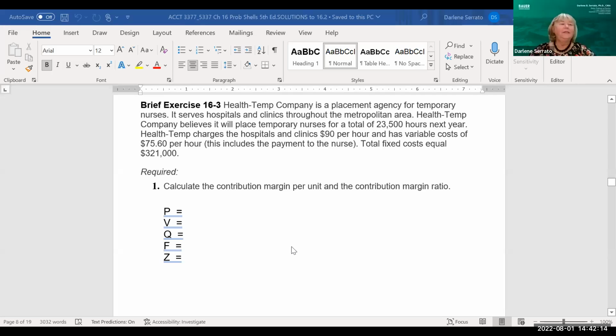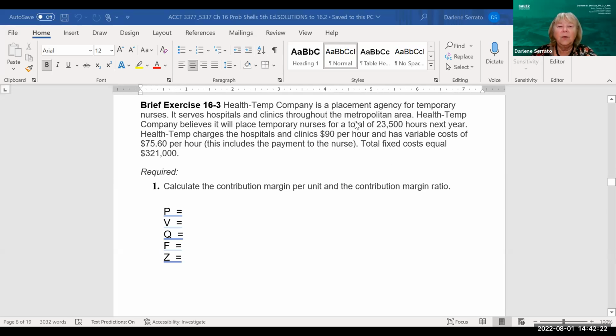Okay, now we're going to start up and go to the problem shelves. This is where we left off: Brief Exercise 16.3.